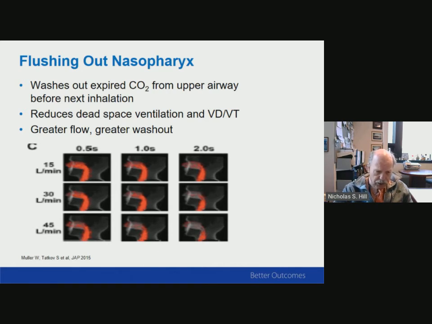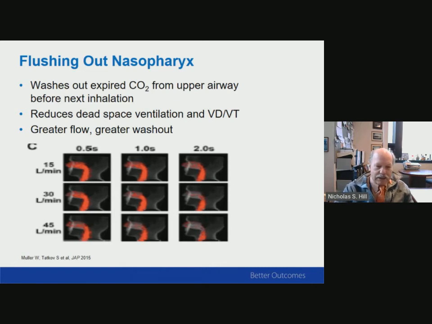delivered, ranging from 15 up to 45 liters per minute over a period of time ranging from half a second to 2 seconds. And if we look at, say, 45 liters per minute, the highest flow given here, after 1 second, you can see that there's considerably more clearing, meaning the red is removed and is replaced by grayness, compared to, say, 15 liters a minute, where very little red is removed, or 30 liters per minute, which is intermediate.